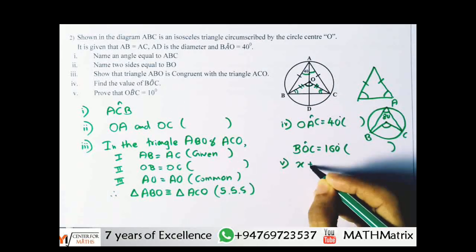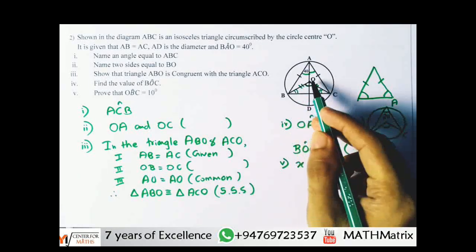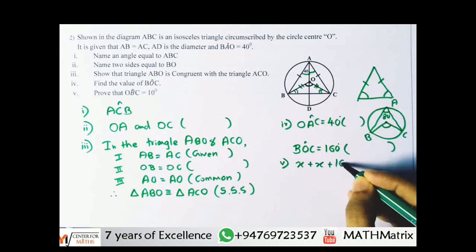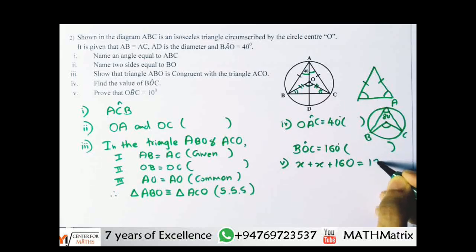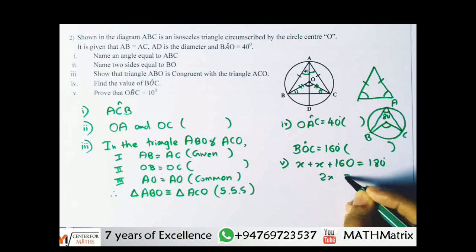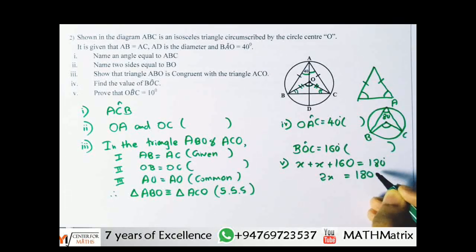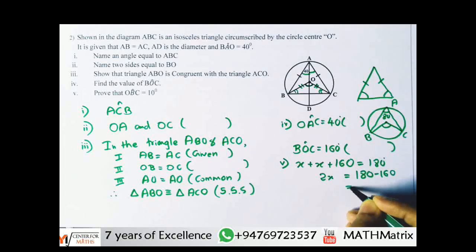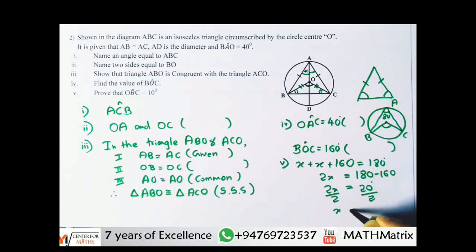So x plus x plus BOC, the magnitude of BOC, just now we found that to be 160, and it equals 180. Now can we find the value of this x? Yes, that's easy. How to find this? x plus x is 2x. 160, if we take that, there will be a minus. So 180 minus 160 is 20. And now we'll divide both by 2. Then we will get the answer of x. It's just 10. That means OBC is equal to 10.